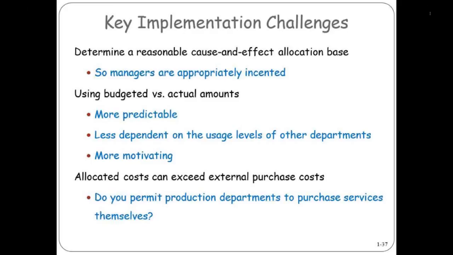Another challenge, once you look at your allocations, happens all the time for the IT function. The receiving departments think, oh my God, it's so expensive to use the internal IT. We should go outside and find an IT resource that's cheaper. So the question is, do you allow that to happen? Does an organization allow the production departments to treat the service departments as one of many potential vendors of a service and then go outside so they get the best quality at the lowest cost?